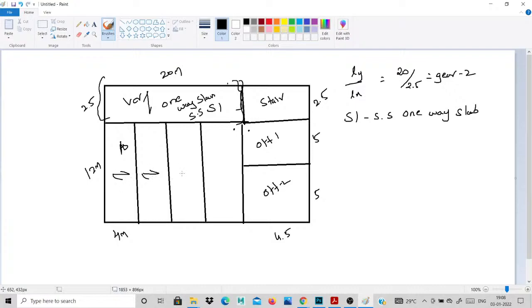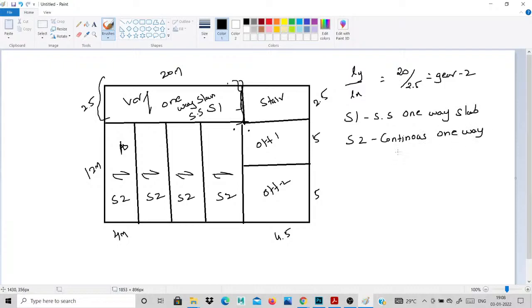This is a continuous one-way slab. See this, automatically this is our continuous one-way slab. 1, 2, 3, 4, all continuous. These names are temporary; I simply gave all of them the name S2. The S2 slab is a continuous one-way slab.